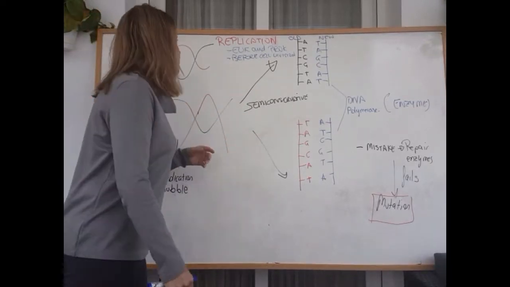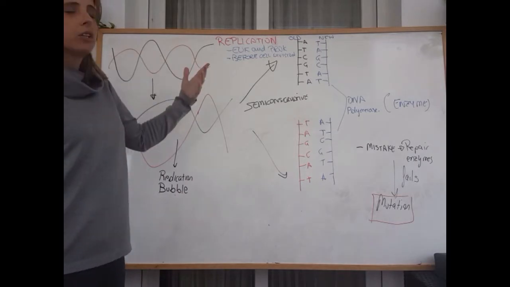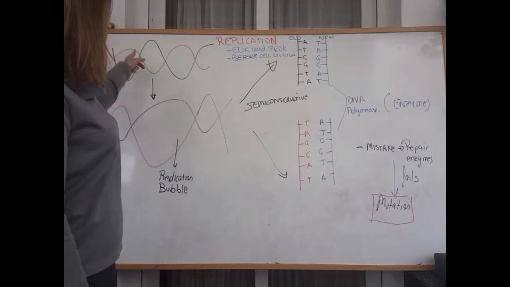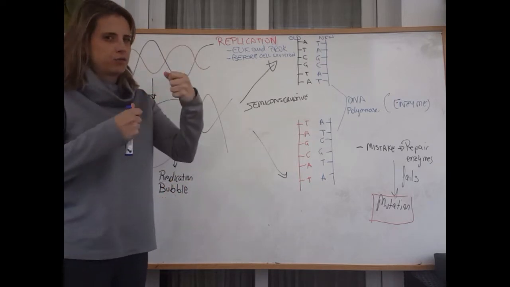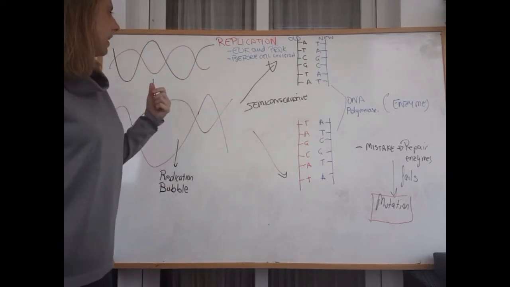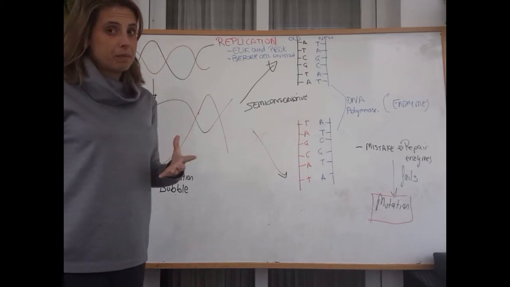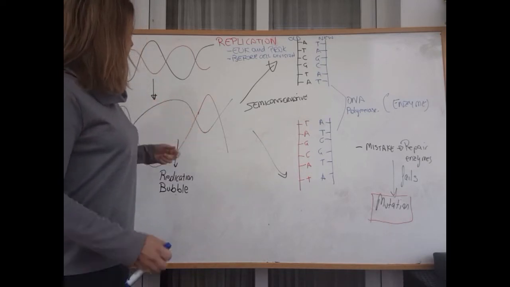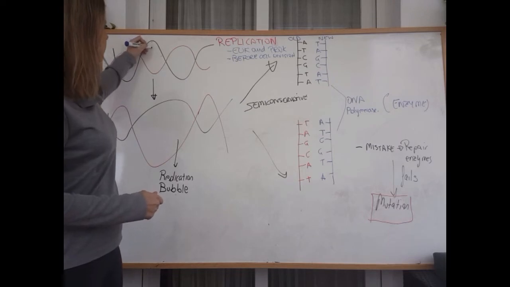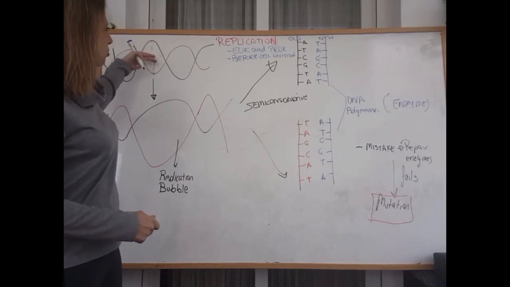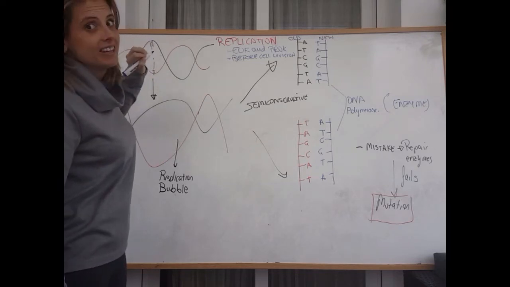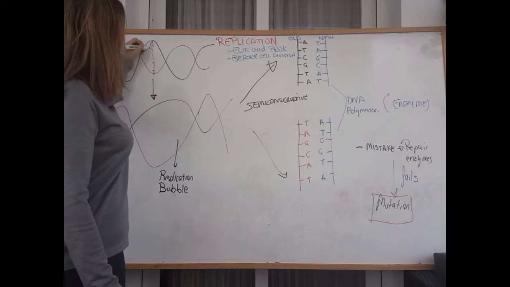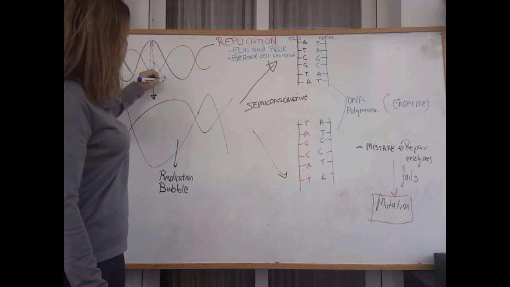How does it happen? Imagine that you have the double strand. I have painted one in red, the other one in black to see the differences. Some enzymes are going to break the bonds that join the two strands. Remember, if we have a thymine here and we have an adenine here, they were joined by two hydrogen bonds.